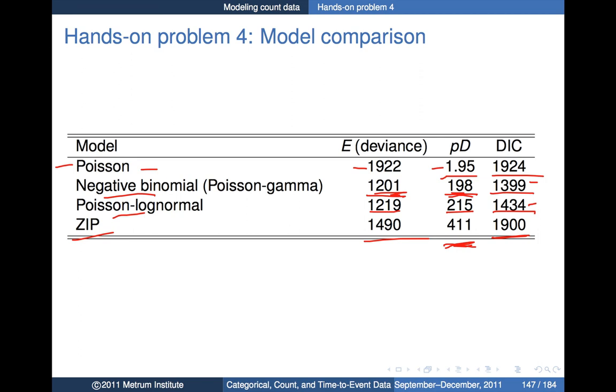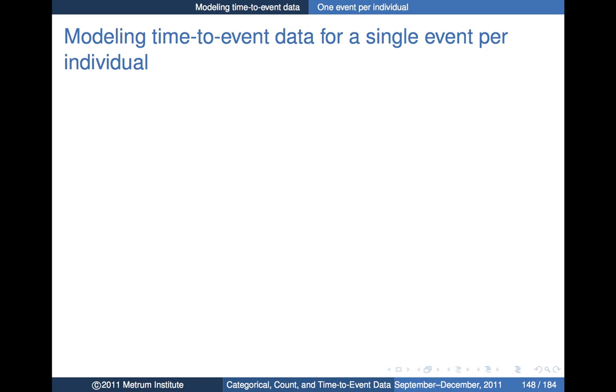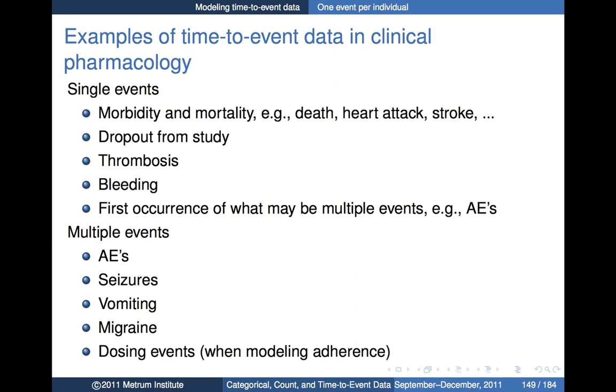But the next major topic then is modeling of time to event data, and in particular, we'll start out talking about modeling time to a single event per individual. There are lots of examples of where that's encountered in clinical pharmacology and in clinical trials in particular. So first of all, broadly speaking, where might we encounter time to event data? In our single event case, we might have events that fall under the category of morbidity or mortality. So these would be things like time to death, time to a heart attack, time to stroke, or maybe in some M&M studies it would be time to the first one of these major events.